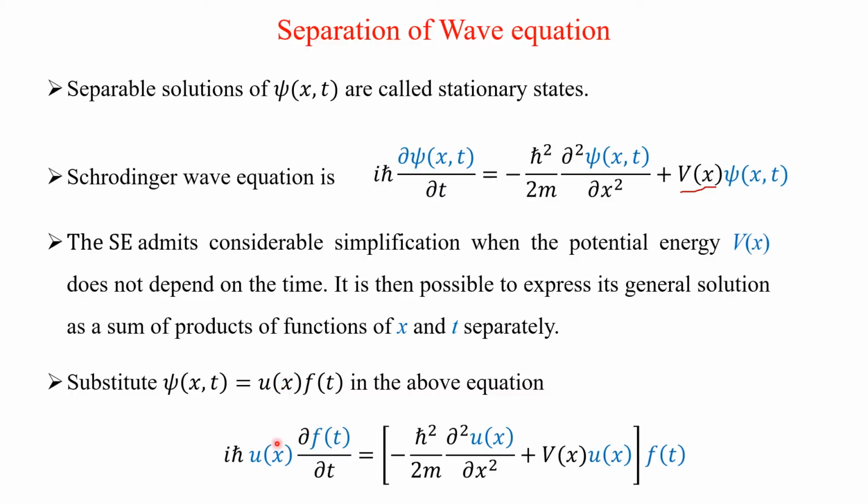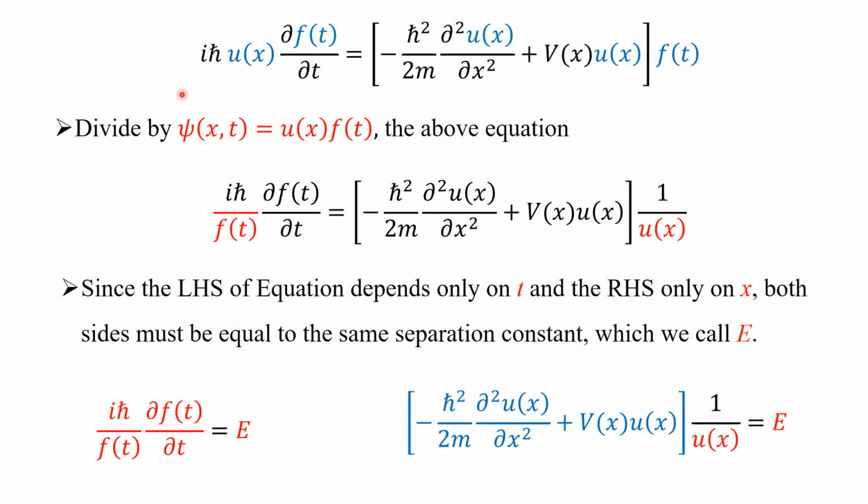U of x does not depend on time, so you can take it out because this is a first order time derivative. Then it will become u of x times delta f of t over delta t, which is equal to this one. Here, you are taking the second order derivative of x, so you can bring only the wave function u inside. F of t does not depend on x, so I have taken it outside. So just now we got this expression.